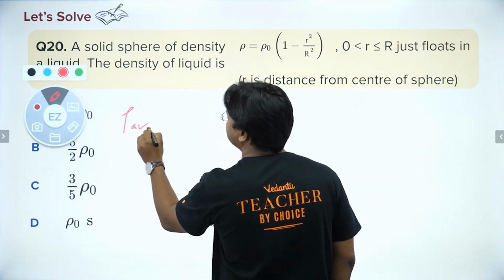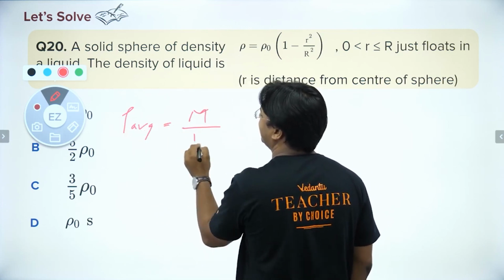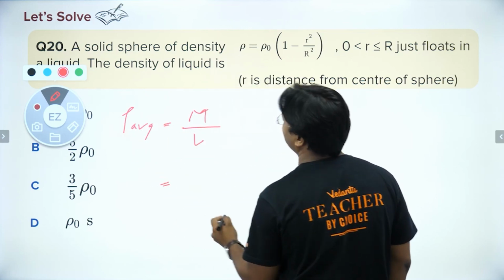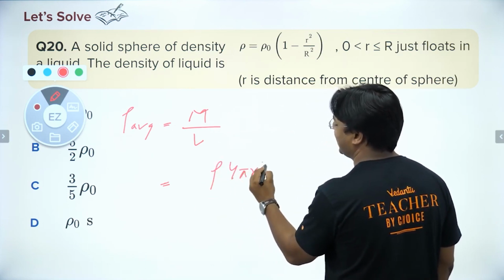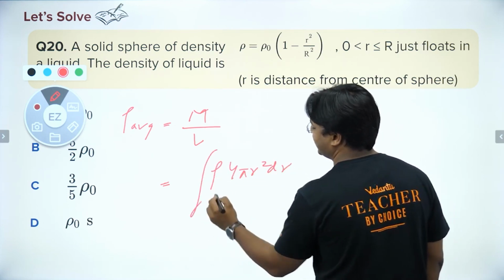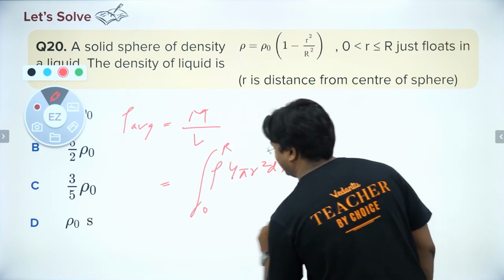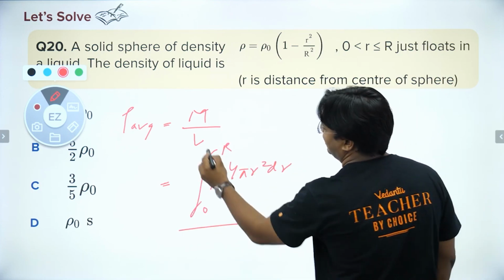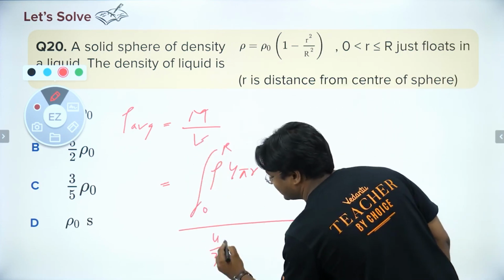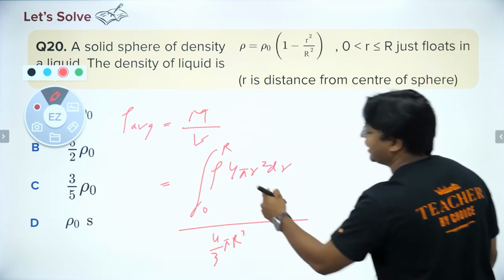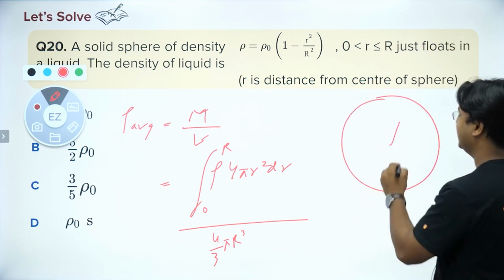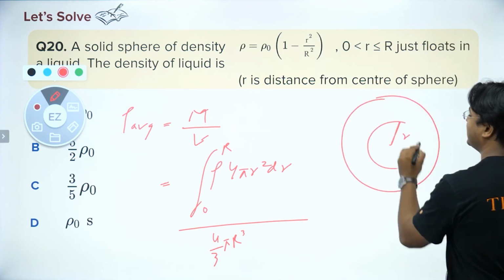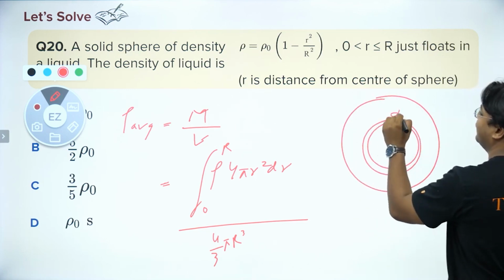Average density is given by mass upon volume. Mass can be calculated as density into 4 pi r square dr, integrated from 0 to r, divided by the volume, which is 4 by 3 pi r cube. Just check what I have done here. If this is a sphere with a varying density, then at a distance r, I have considered a spherical shell of width dr.